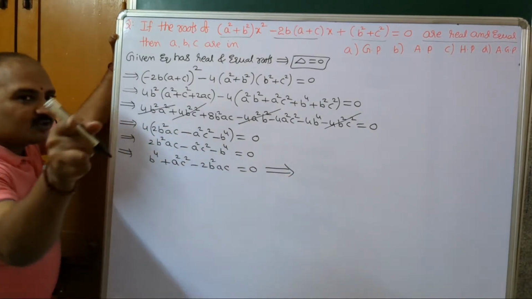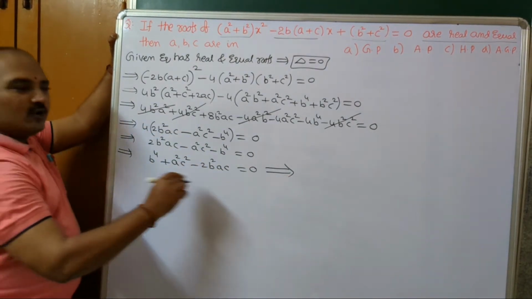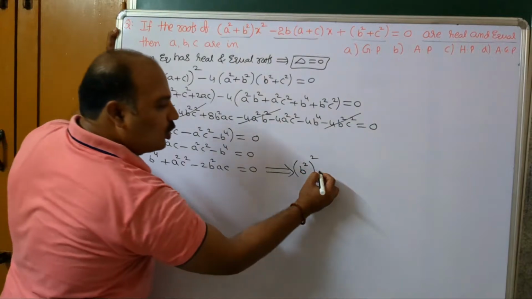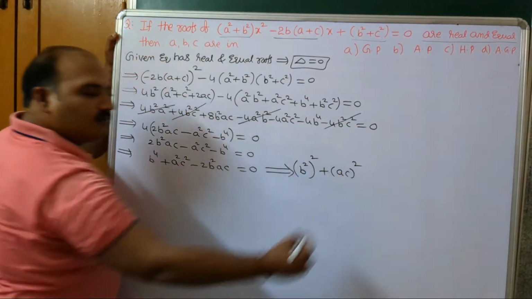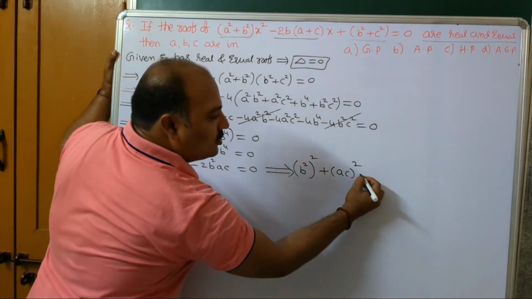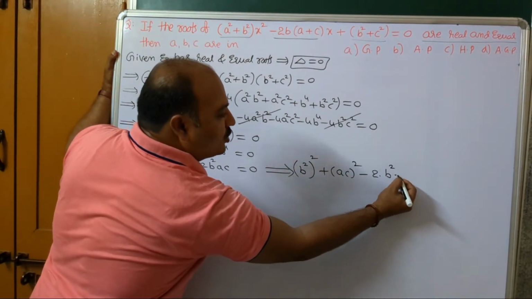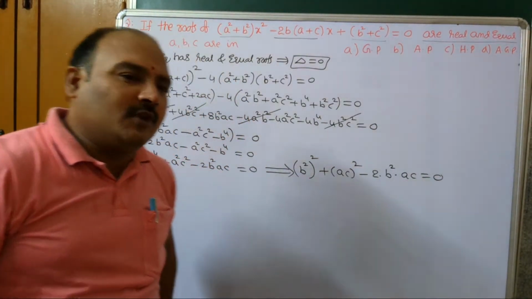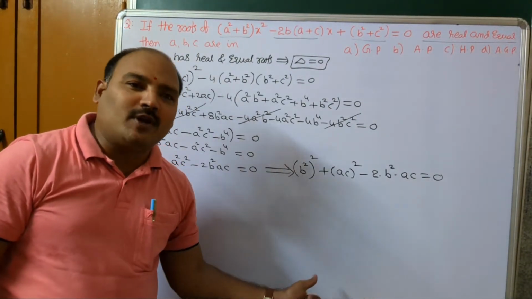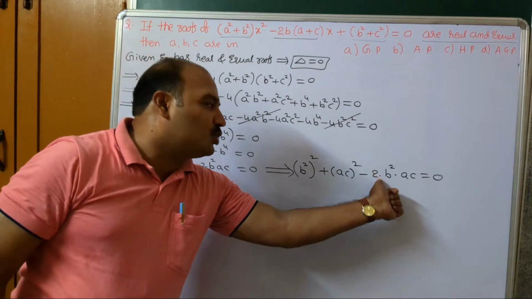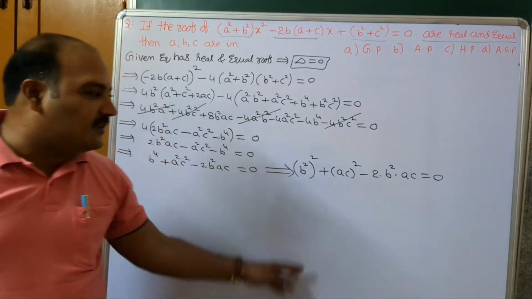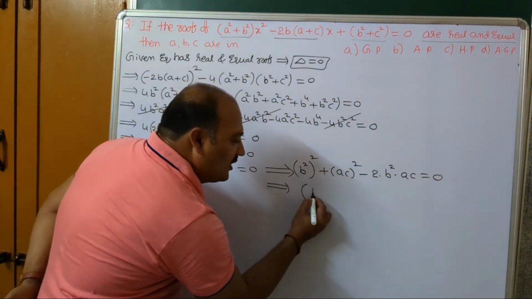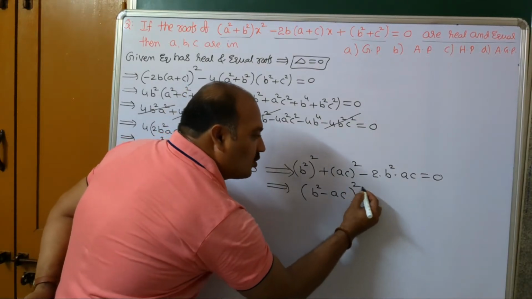This is the turning step, dear students. Observe carefully. b power 4 can be written as b square whole square. Am I right? a square c square also is ac whole square, minus 2 into b square into ac equal to 0. The same equation we are writing in this form. Why did we write it like this? It is in the form of a square plus b square minus 2ab, so it is in the form of (a minus b) whole square. So (b square minus ac) whole square equal to 0.